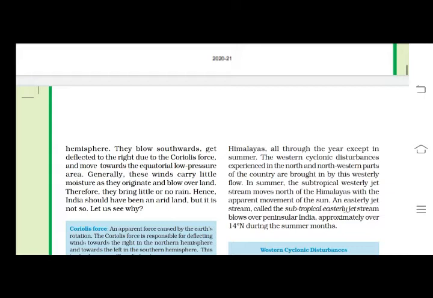Generally, these winds carry little moisture as they originate and blow over land, since they are surface winds. Therefore, they bring little or no rainfall. Hence, India should have been an arid land, but it is not so.